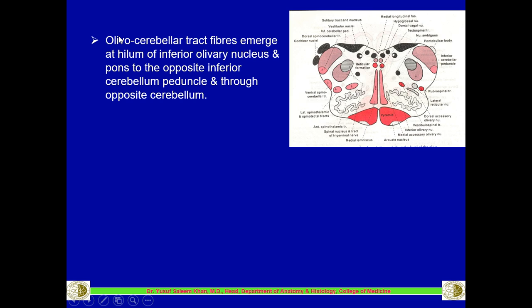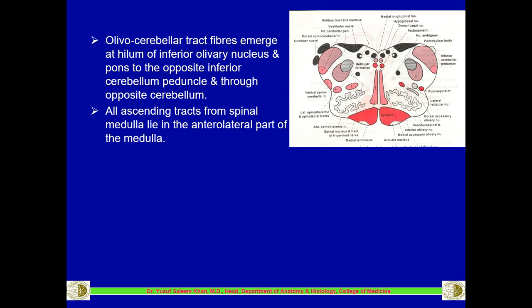The olivocerebellar tract fibers emerge from the hilum of the inferior olivary nucleus. This is the hilum, and you can see here there are some fibers which form the olivocerebellar tract, and cross to the opposite inferior cerebellar peduncle and through it to the opposite cerebellum. So there are fibers in the hilum of this nucleus which are called the olivocerebellar fibers or tract, and then they cross to the opposite side and supply the other side of the cerebellum.